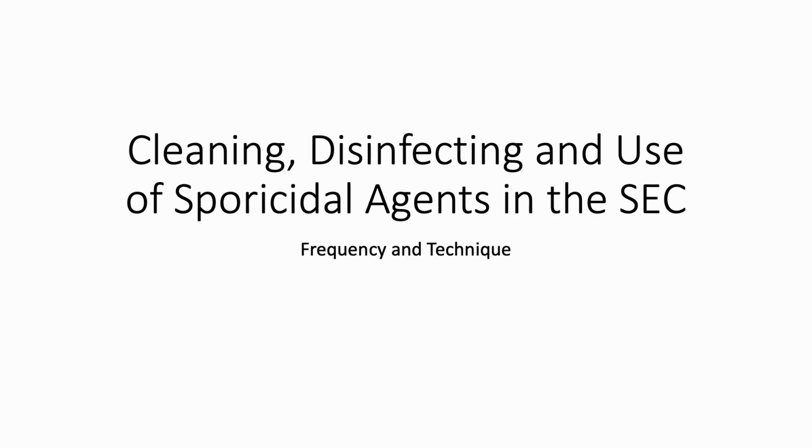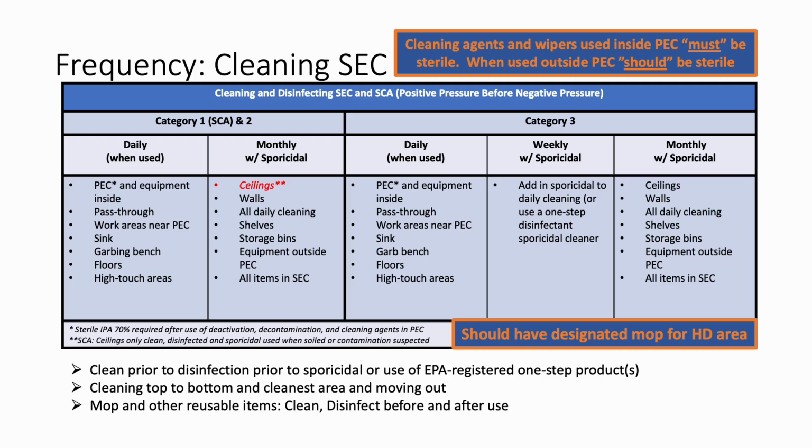So for category 1 and 2 compounding, we're going to clean and disinfect daily on days when it's used. We're going to clean the PEC and the equipment inside the PEC, remembering that only sterile agents and wipers are allowed inside that PEC. In the room itself, we can have non-sterile cleaning agents and non-sterile wipers. We should be using sterile, but we don't have to when it's on the exterior of the PEC. It can be a non-sterile item.